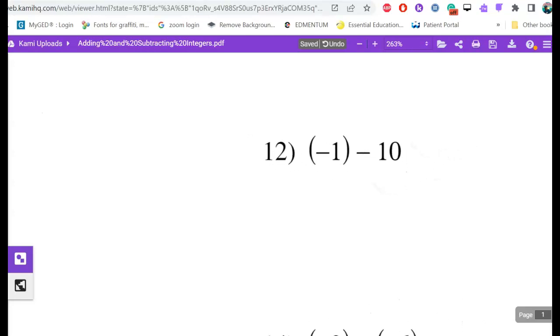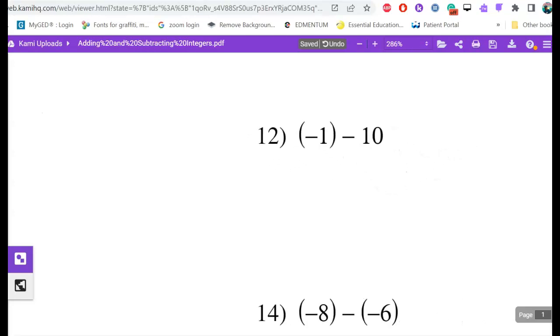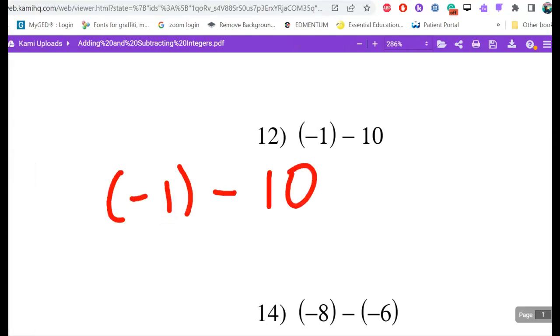Let's take a look at number 12. All right, number 12. I'm going to rewrite it over here. I have negative 1 minus 10 for subtraction. Step 1, change it to addition. Step 2, change the sign of the second digit.